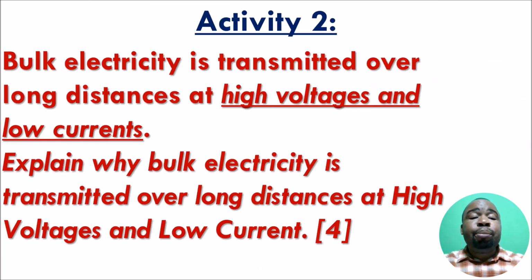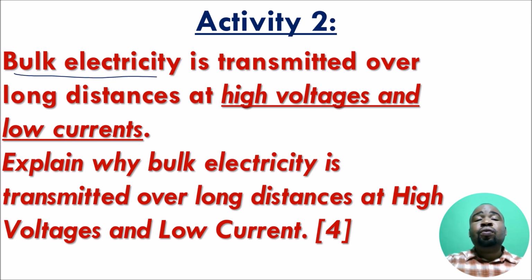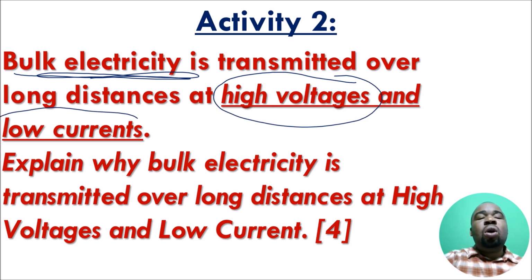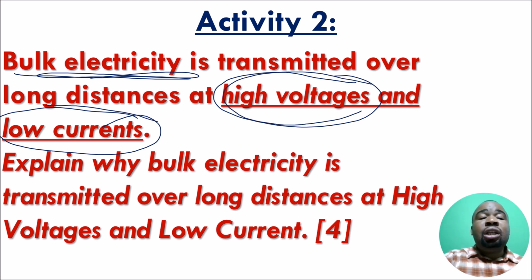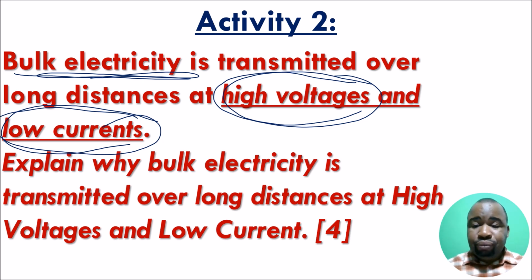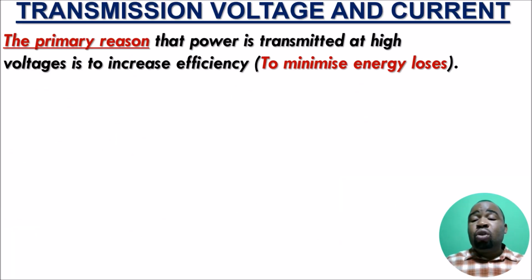So let's go to objective number 2. Objective number 2 required us to understand that electricity is moved over long distances as high voltage and low current. Two very important properties. Bulk movement of electricity involves high voltage and low current. The question we need to answer now is, why is it transmitted as a high voltage and low current? Now, there are two major reasons which I'm going to deal with. You can find other reasons elsewhere, but I'm going to concentrate on two major reasons.